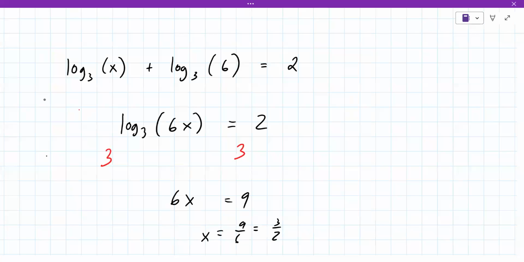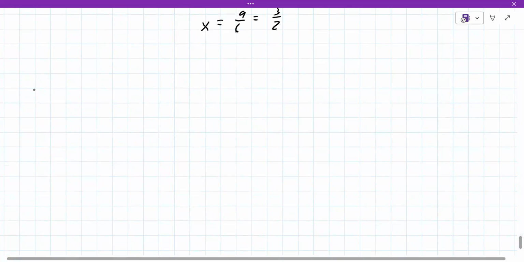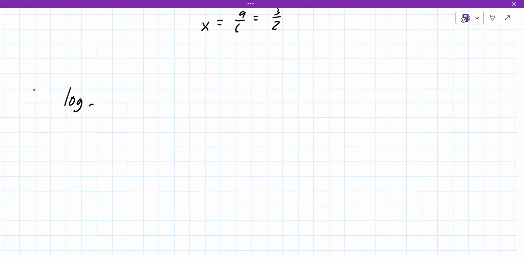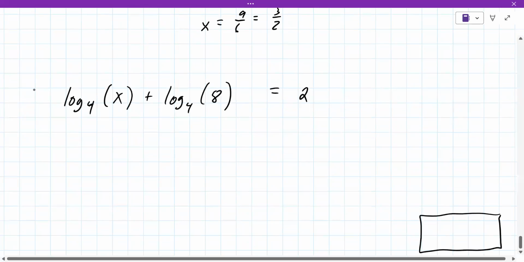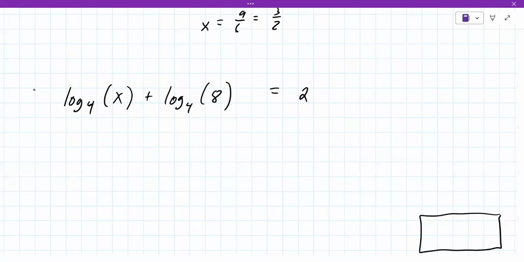Very good. Okay, you ready to try one on your own here? Sure, why not? All right, let's go log base 4 of x. We'll just keep it the same, x plus log base 4 of 8 equals 2. So go ahead and try working that out. I just want your final answer.